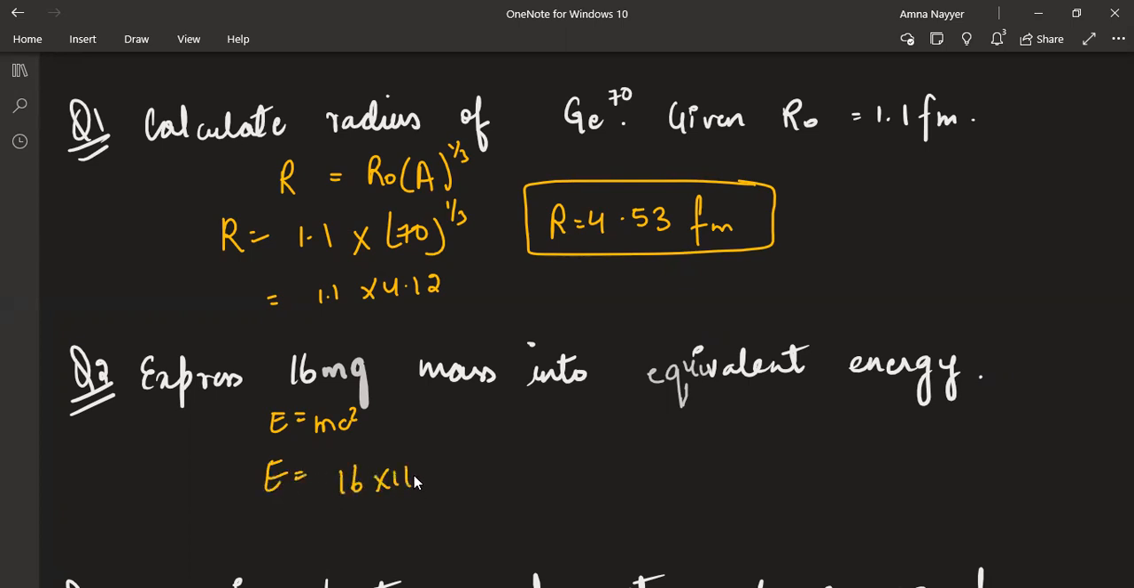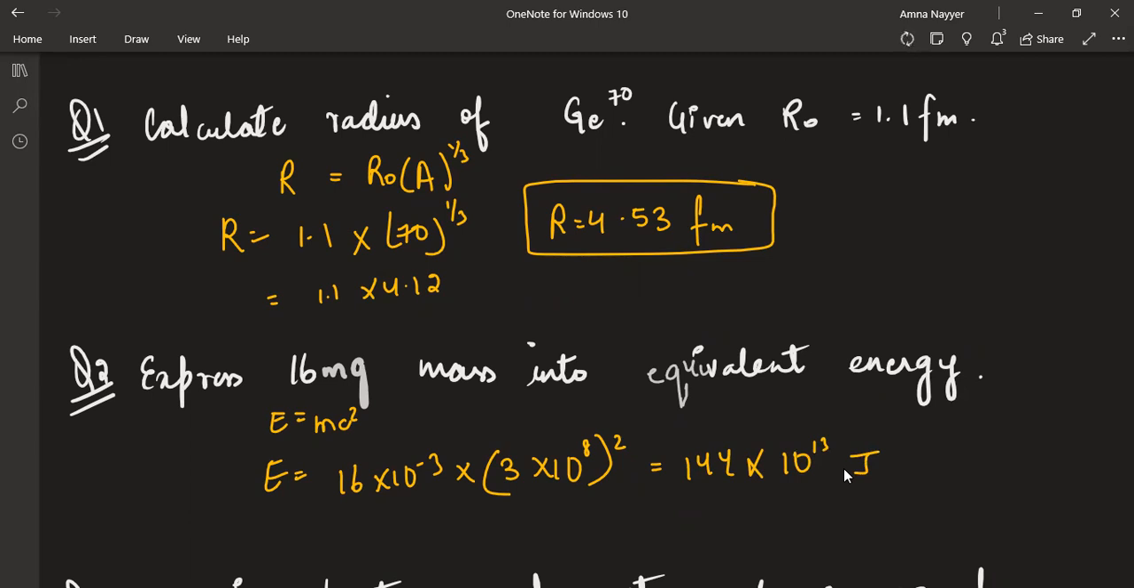So E is equal to mc square. Mass is 16 milligrams, let's convert to kgs. C squared will be 3 into 10 to the power 8 meter per second whole square. This will give you how much? 3 into 3 becomes 9, and 9 multiplied by 16 will be 144. So 144, and 10 to the power 13. This much of joules will be the answer.